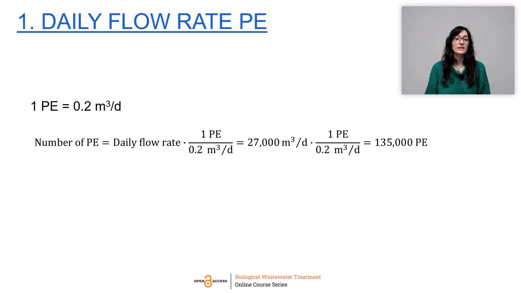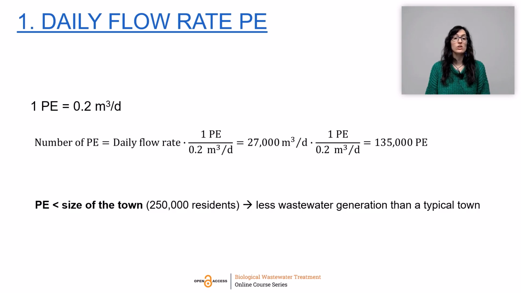And we can see that the result of the calculation indicates 135,000 population equivalents, which is lower than the number of residents in the city. And this indicates that the wastewater generated is lower than in a typical town. Otherwise, this value would be closer to the number of residents in the city.